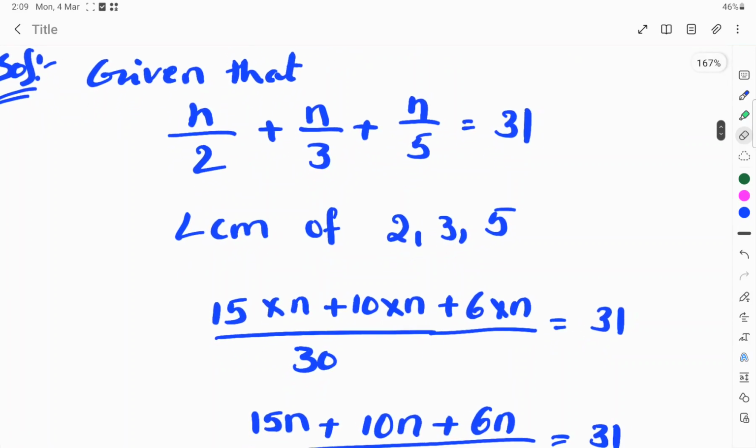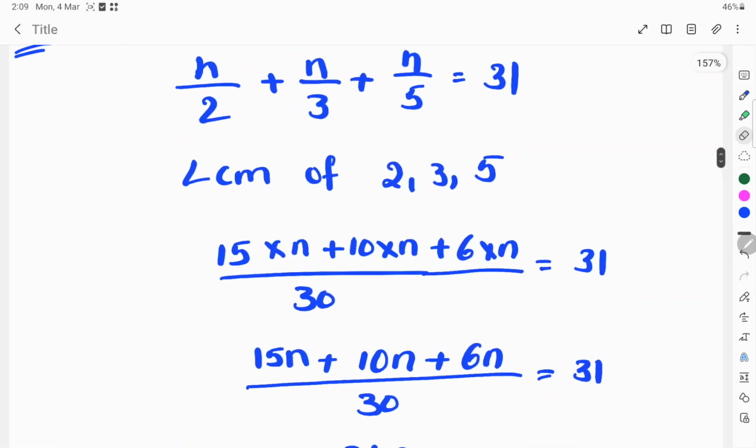2, 3, 5, LCM is 30. So 30 cancels into 30, how many times? 15 times. So 15 into 2, plus 30 cancelled in 3, 10 times. So 3 multiplied by n, plus 5 cancelled in 30, 6 times. So 6 into n is equal to 31.